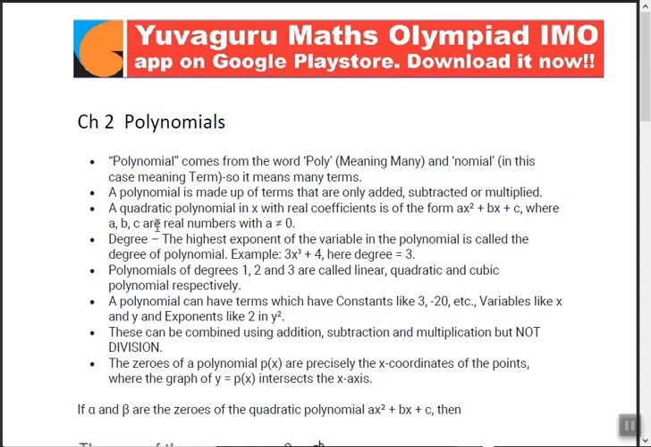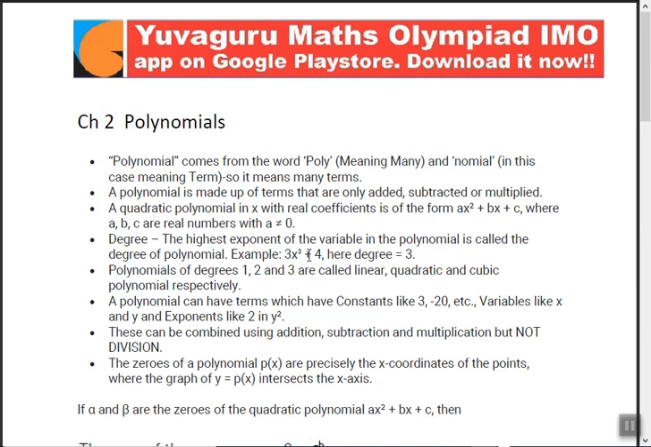We'll see that further. A quadratic polynomial in x with real coefficients is of the form ax square plus bx plus c. Quadratic means 2. So x square, highest degree is 2. That is also known as highest exponent. So what is the degree then? Degree means the highest exponent of a variable. See this, ax square. So highest x is x square. Here x is 1. So that is called as a degree.